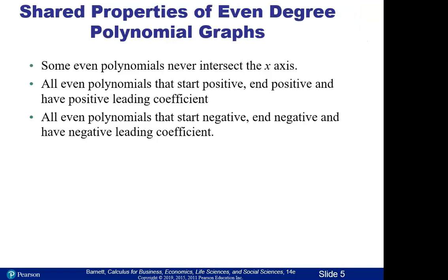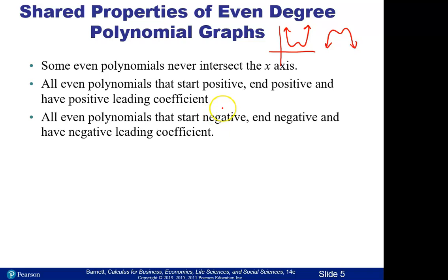Okay, if we're talking about even degree polynomials, even degrees are always going to look either something like this or something like this, okay? And it may have more or fewer of these bumps along the way. Some even polynomials never intersect the x-axis. So for instance, like this one, if the x-axis is something like this, well, it's never going to come down and touch there. Sometimes it will touch like this one, but it doesn't have to.